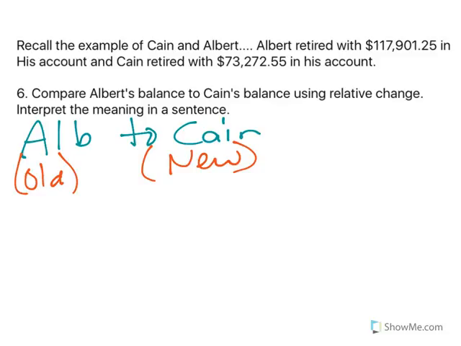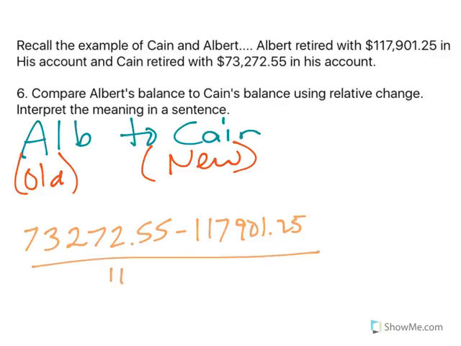So, Cain is 73,272.55 minus Albert 117,901.25 divided by Albert because he's the older, the reference. And we end up with negative 37.9%. So, because we're going to Cain, that means Cain had 37.9% less than Albert when they were finished.